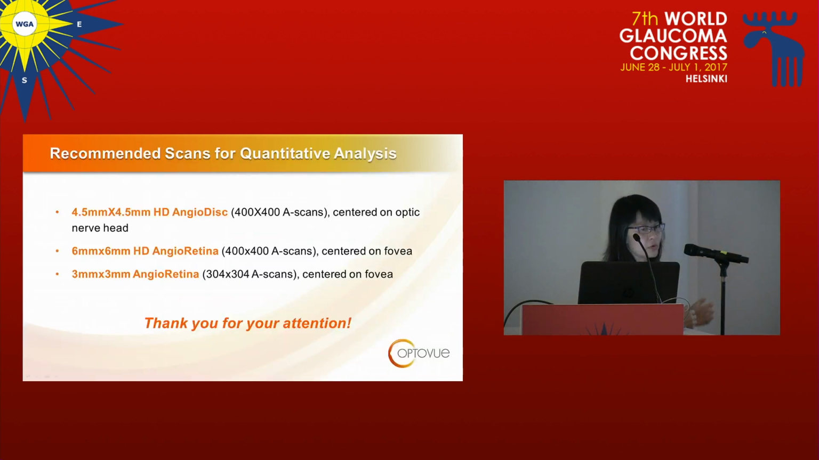And going forward, for the quantitative analysis, we recommend the following scan patterns for research and for clinical use: 4.5 by 4.5 HD scans, disc scan, and 6 millimeter HD retina scan for glaucoma, and for retina also the 3 by 3 millimeter angio retinal regular scan pattern.